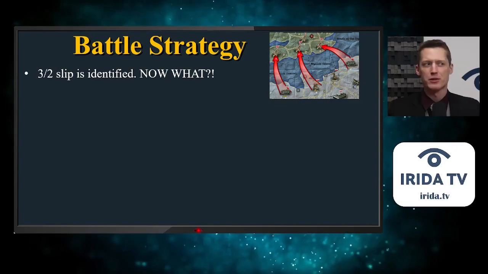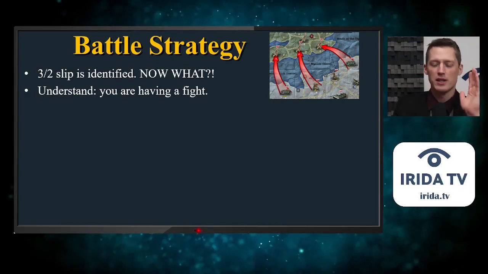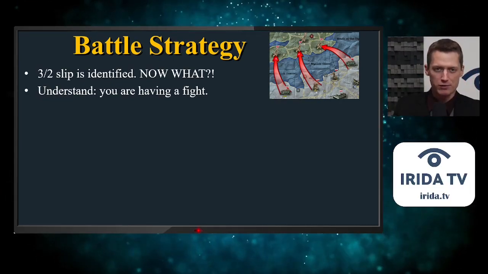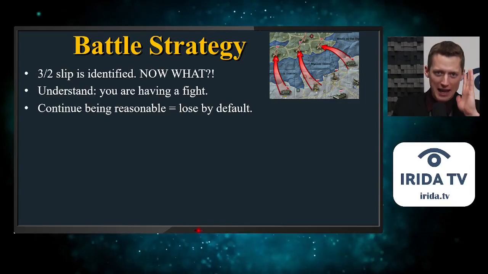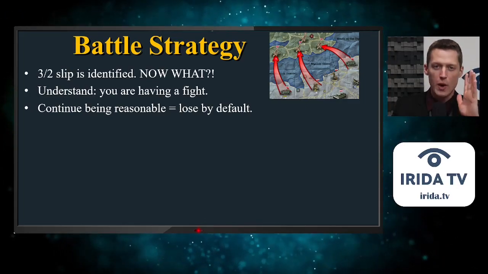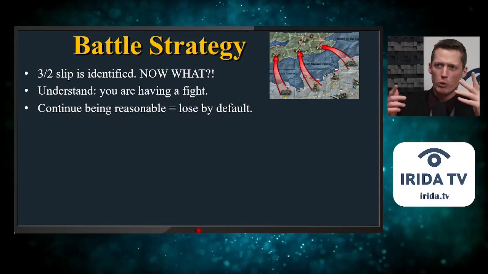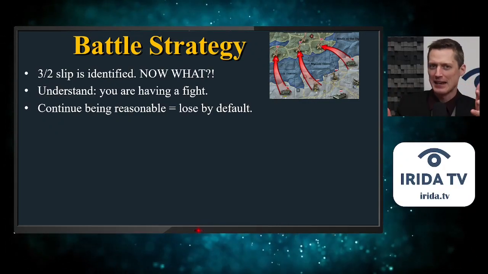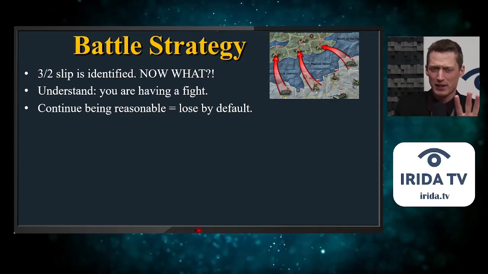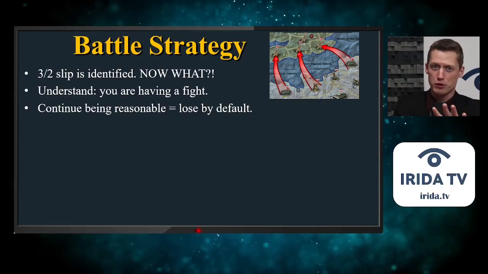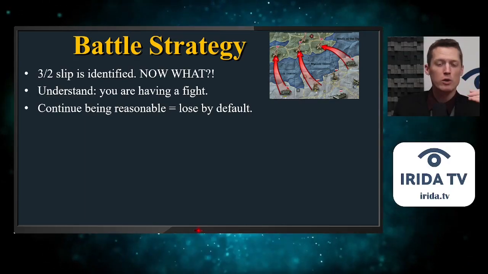So, battle strategy. The 3-2 slip has been identified. Now what? The first thing is you have to understand that you're having a fight. I've been repeating this for 6 hours now. You have to understand that you're having a fight, and you have to stop being reasonable. You have to stop trying to engage in argument. Argument's kind of a loaded word, because in the traditional sense, argument is a very Third Circuit idea, whereas in the colloquial sense, it means more like a shouting match. I'm referring to it in the Third Circuit sense. You have to get out of that Third Circuit, because if you're in the Third Circuit while the other person is manipulating you, you just look like an idiot.